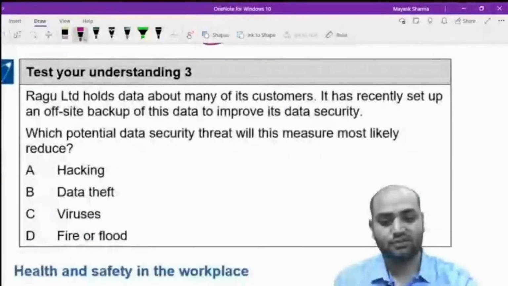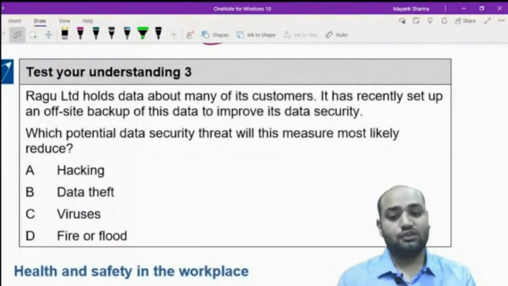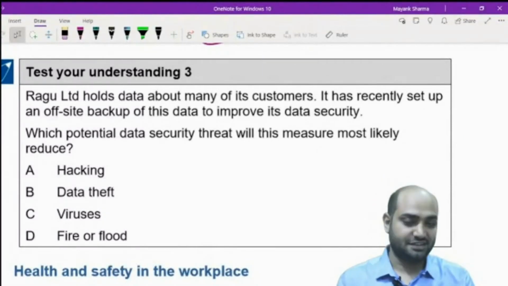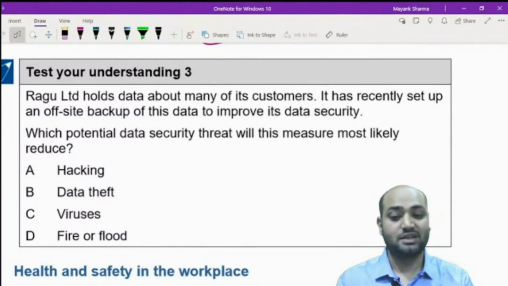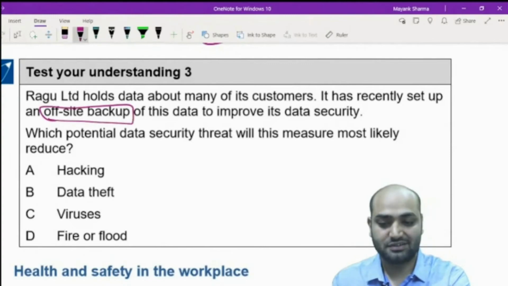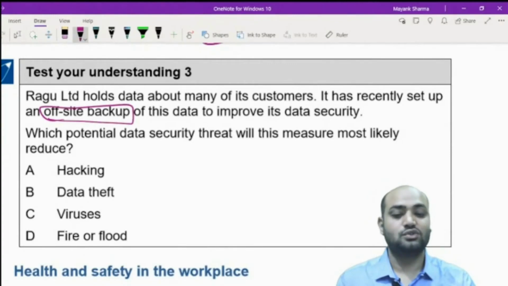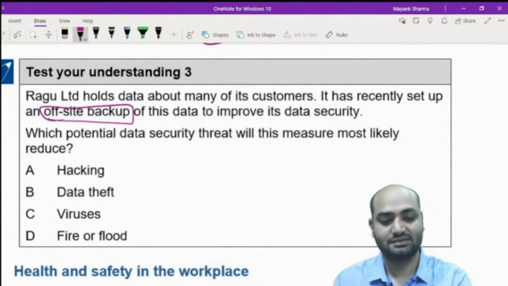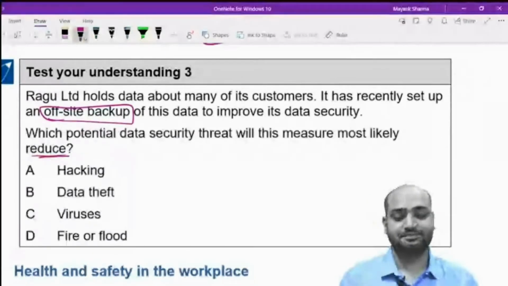TYU number 3. Raghu Limited holds data about many of its customers. It has recently set up an off-site backup. That's a good step to improve its data security. Which potential data security threat will this measure most likely reduce? Means what is the risk which will be reduced here?